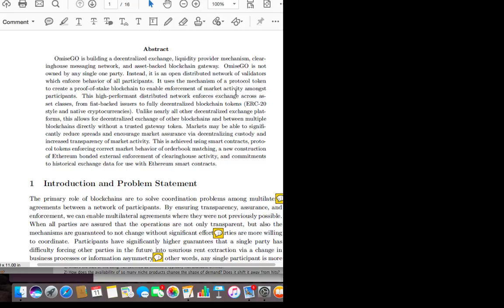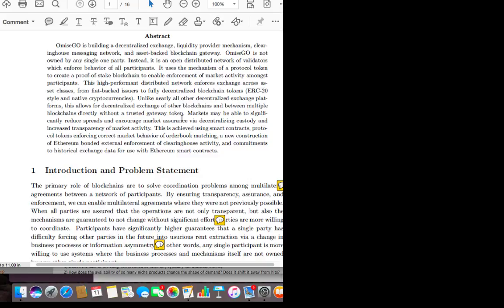The key thing here is that obviously Omisego is not owned by a single party. That's the whole point of a decentralized exchange, to mitigate the risk associated with one large company controlling all money or all sources of power. They go on to say that they use this mechanism of a protocol token to create a proof-of-stake blockchain to enable enforcement of market activity amongst participants. So nothing surprising there.